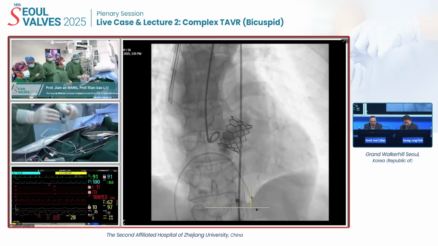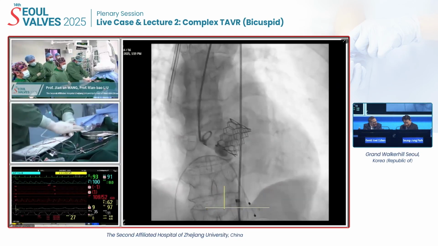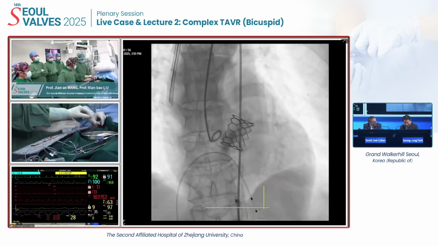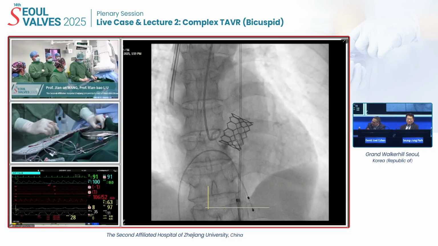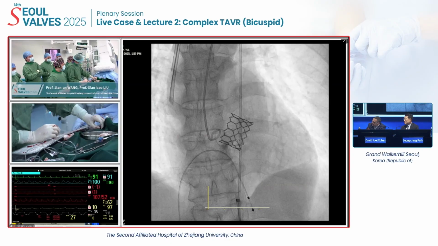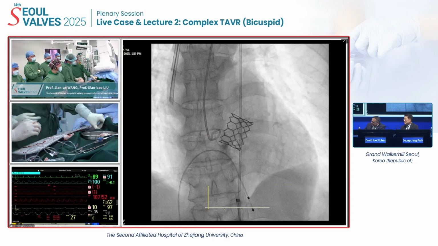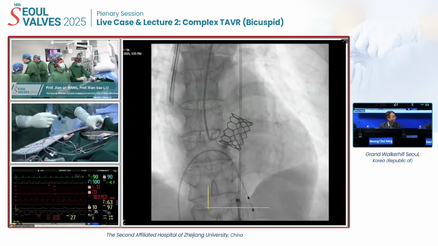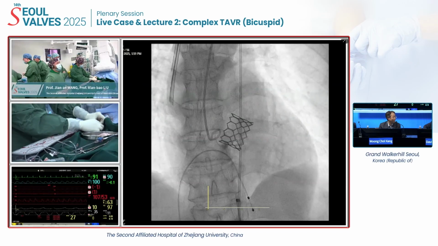Any more comments? Welcome your comments and suggestions. Any of our panelists have comments? So I have a question. The system is very interesting. My question is, if necessary, can you take out the valve before implantation?